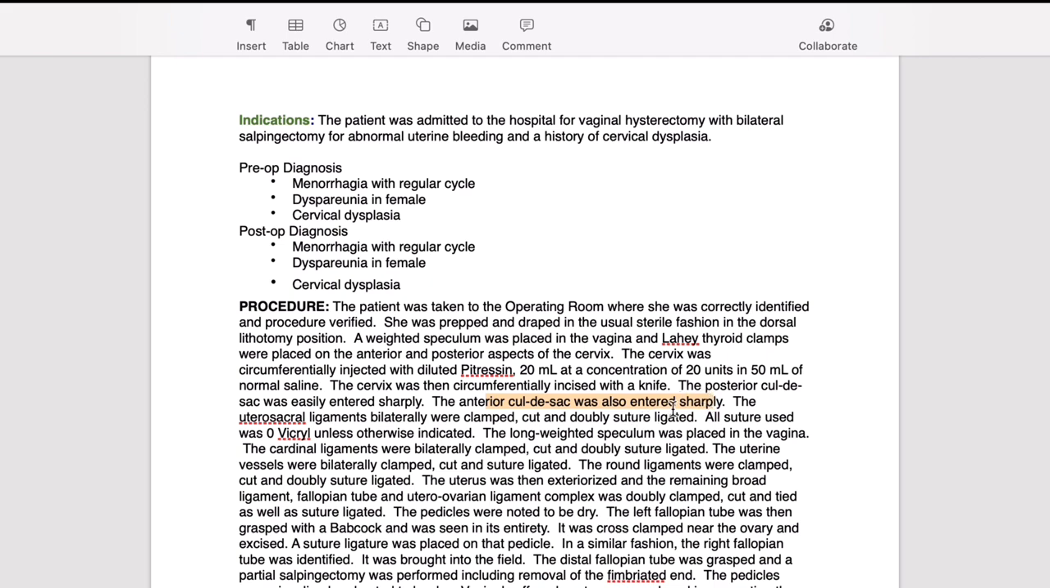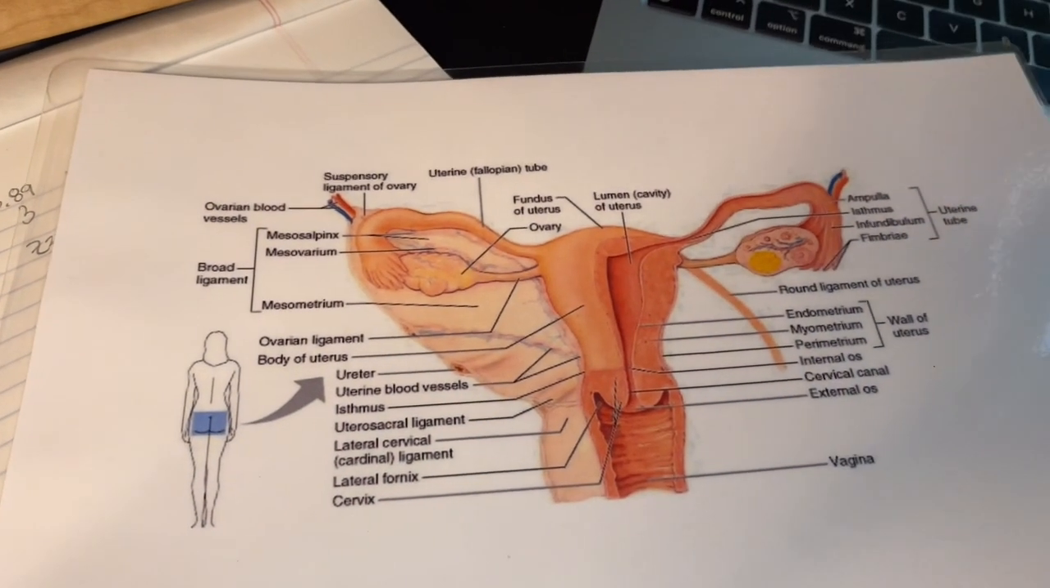This is where we're doing our cutting. And the procedure starts here. Well, it already started, but this is where you want to pay attention. So the urosacral ligaments were clamped, cut, and doubly suture ligated. And when I first started coding for OB, I liked to have these diagrams.